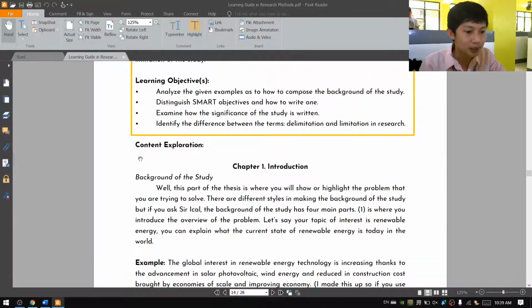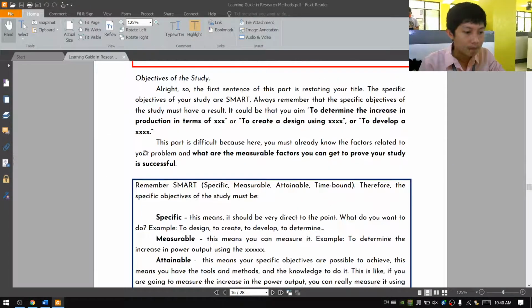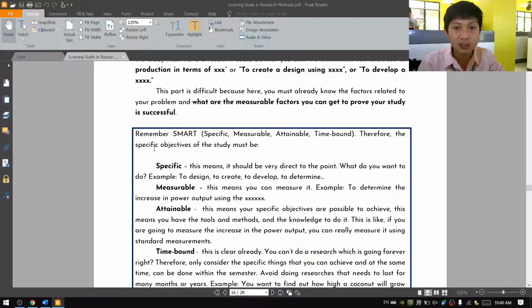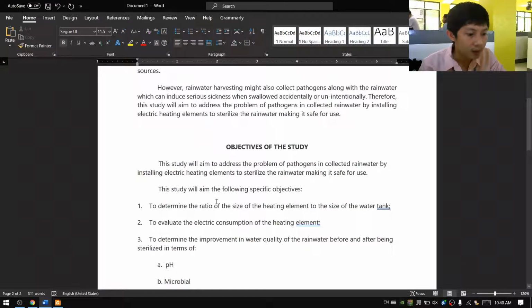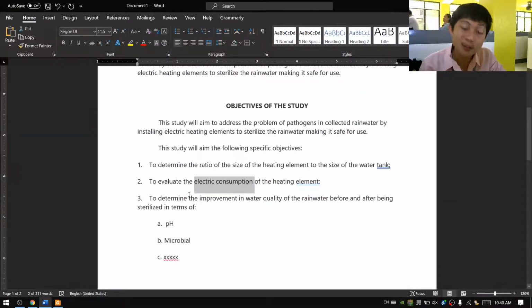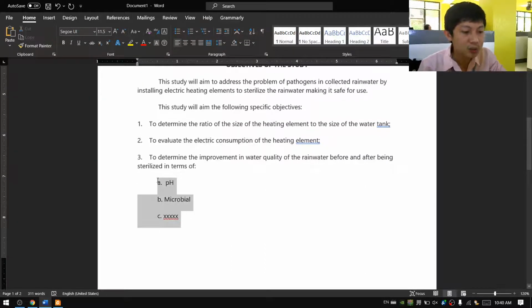Now, going on to the specific objectives of the study, it should be SMART. It should be specific. Specific means that you are saying what you are going to use or what you're going to do. For example, to determine the electric consumption. This is specific because you are going to evaluate the electric consumption, and obviously that is in kilowatts. However, if you want to make it very specific, you can say the peak. You're just going to determine the electric consumption, so there's only one. It's only power. Okay, so this is specific. So pH, microbial, and others, this is specific.